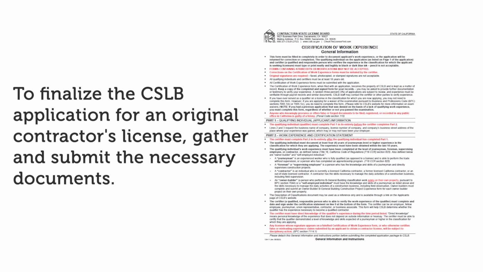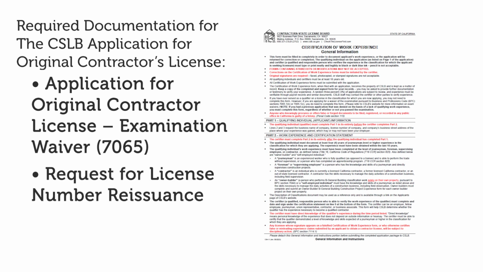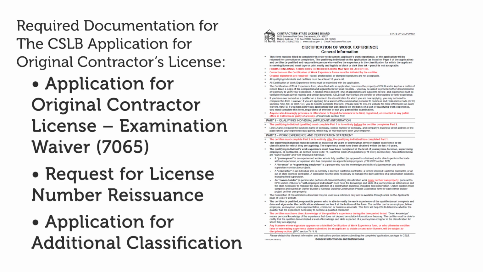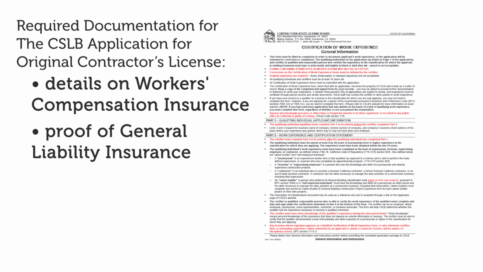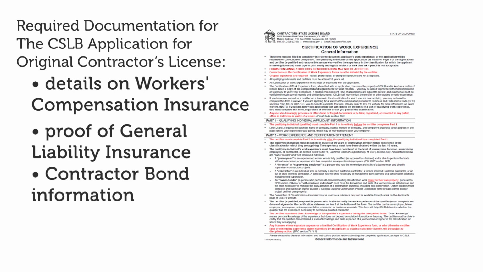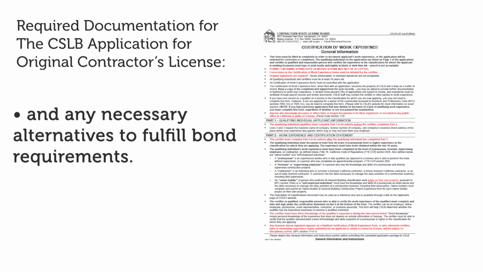Required documentation for the CSLB application for original contractor's license. To finalize the CSLB application for an original contractor's license, gather and submit the necessary documents. This includes the application for original contractor license, examination waiver, 7065, request for license number reissuance, application for additional classification, details on workers' compensation insurance, proof of general liability insurance, contractor bond information, applicable bond of qualifying individual form, and any necessary alternatives to fulfill bond requirements.